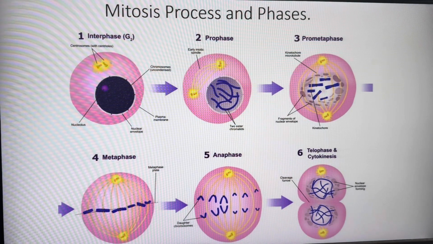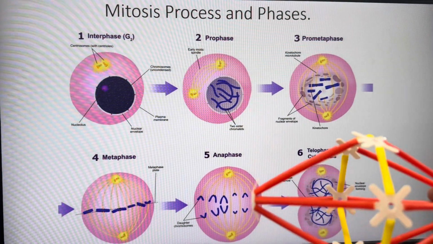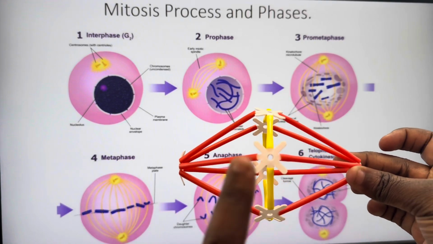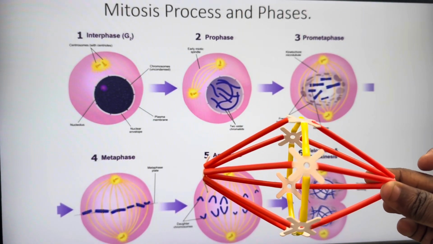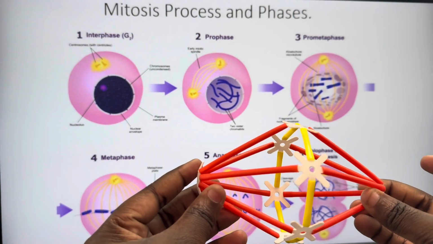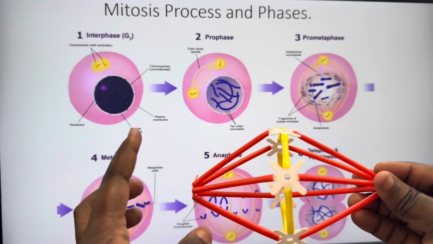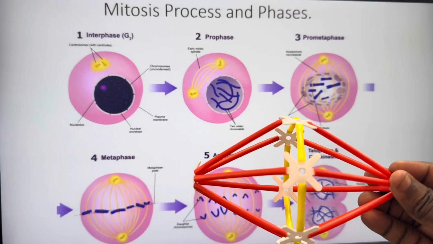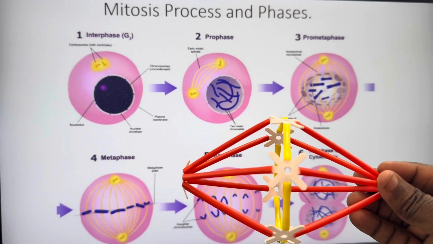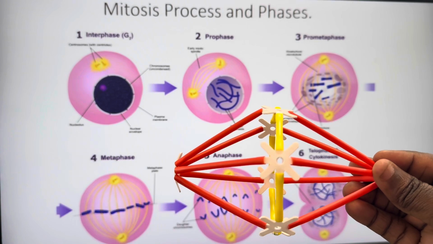Moving on to metaphase. With metaphase, you can see that there is a formation of chromosomes within the equator. The poles at the end are holding the spindle fibers in one direction from the center of the equator where you find the chromosomes.